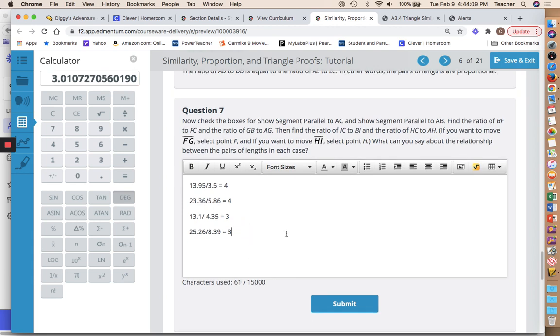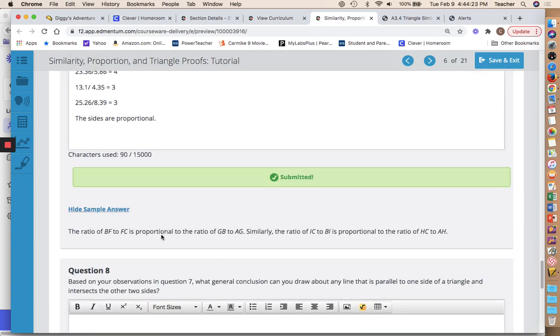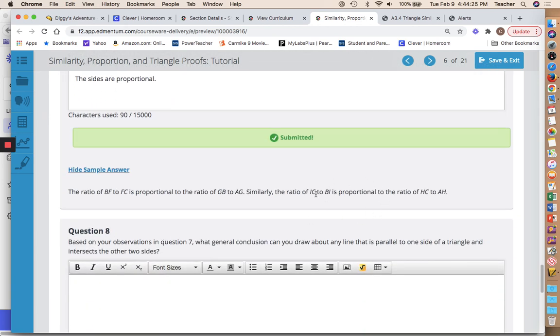So what can you say about the relationship? The sides are proportional. I don't understand why they don't believe me the first time when I say it. But over and over and over again, we're doing the same thing. All right, they're proportional.